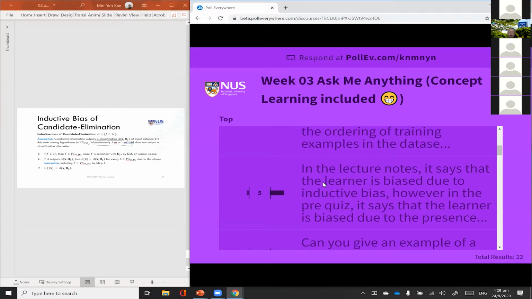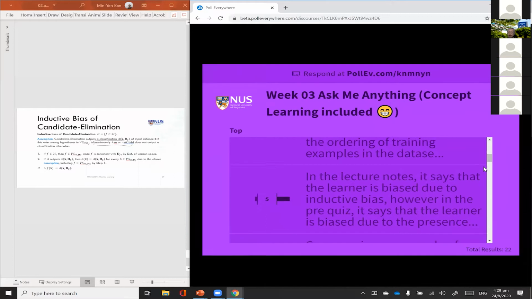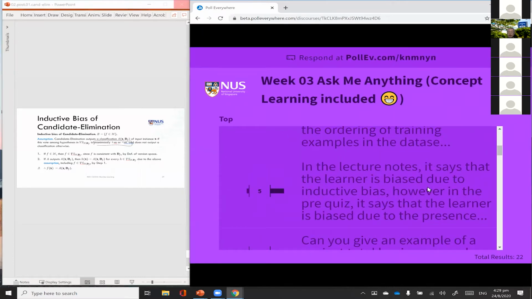Okay, so far so good. In the lecture notes, it says that the learner is biased due to inductive bias. However, in the pre-quiz, it says the learner is biased due to the presence... I can't read the rest of this, so let's see how I can get that.